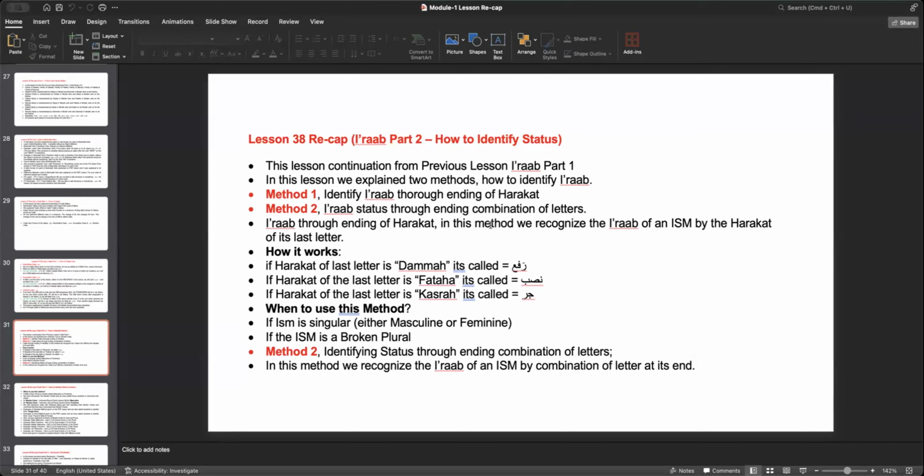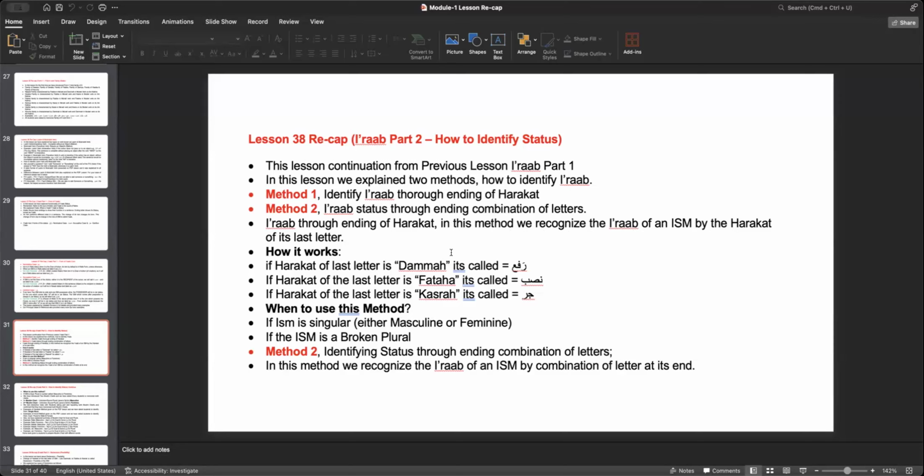So we start again. Lesson 38 recap, Irab part 2, how to identify status. This lesson is a continuation from the previous lesson, Irab part 1. In this lesson, we explain two methods of how to identify Irab. Method 1, identify Irab through the ending harakat. Method 2, Irab status through the ending combination of letters. In the first method, we recognize the Irab of an isim by the harakat of its last letter.